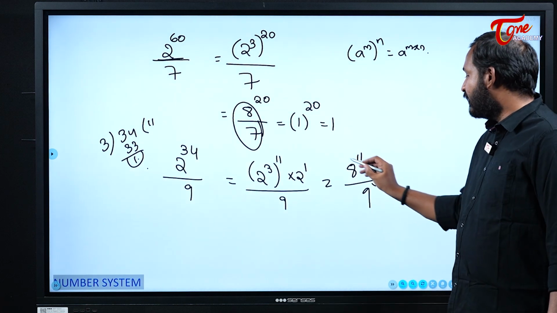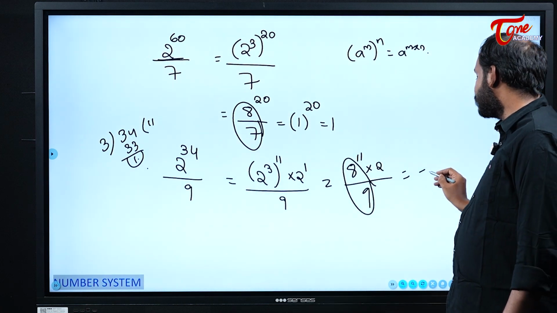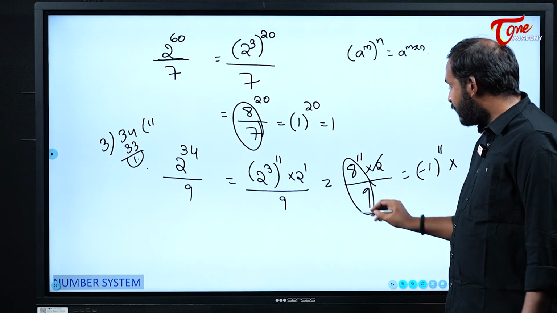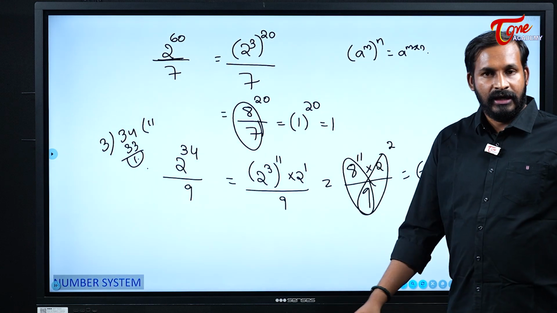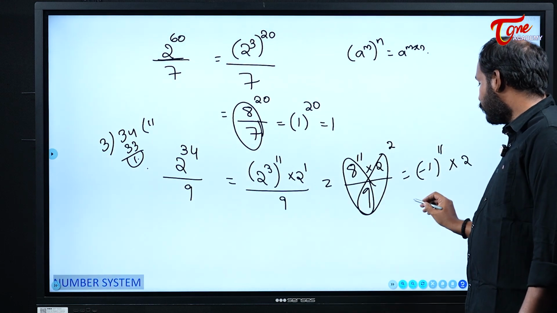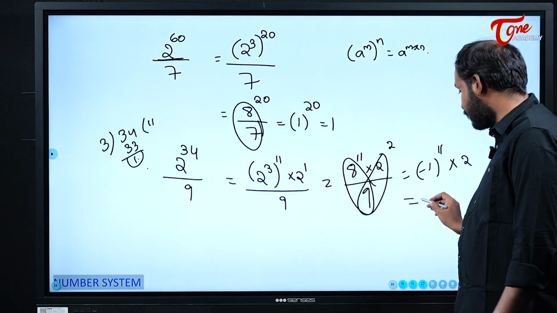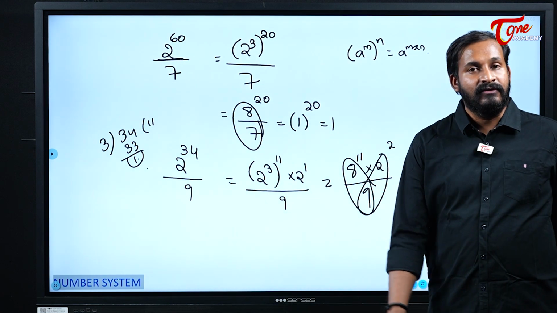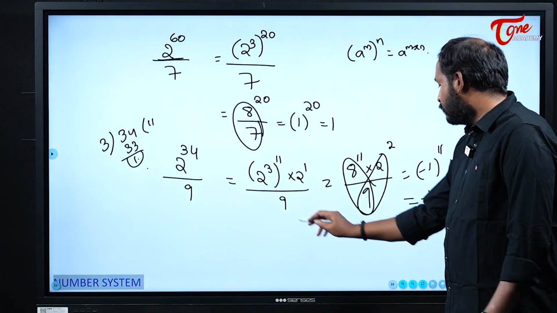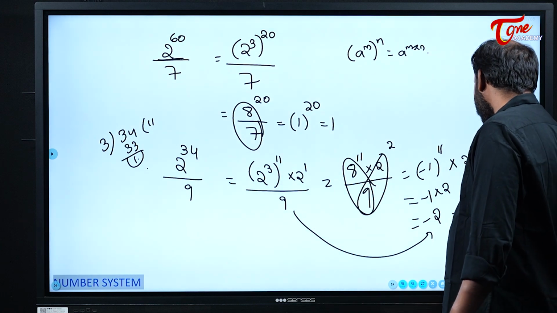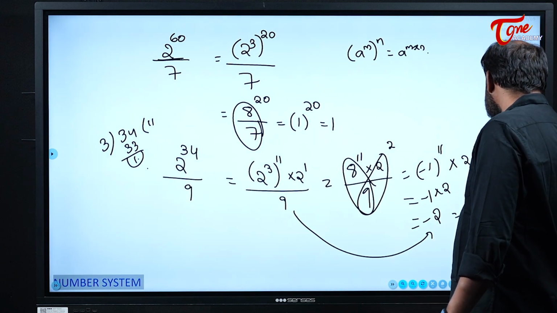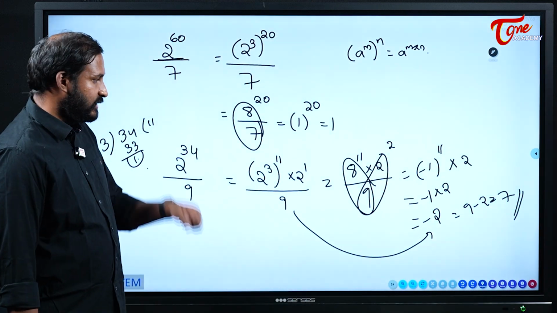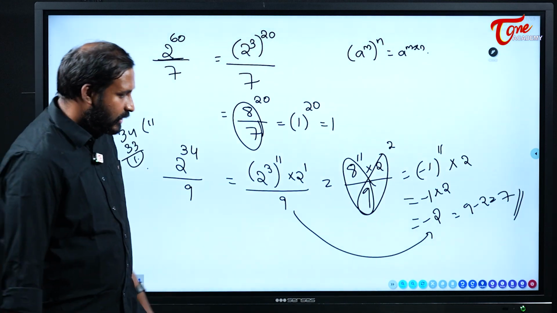So, now 8 by 9, what is the remainder for 8 by 9? Minus 1 whole to the power of 11 into, what is the remainder for 2 by 9? 2 itself, right. So, into 2. So, minus 1 whole to the power of 11, what will you get? Minus 1 into 2. So, what will you get? Minus 2. But will we write our answer in negative? No. So, what will I do? 9 minus 2. What will be our answer here? 7. So, in this manner we will find the remainder for these things. Okay, well and good.